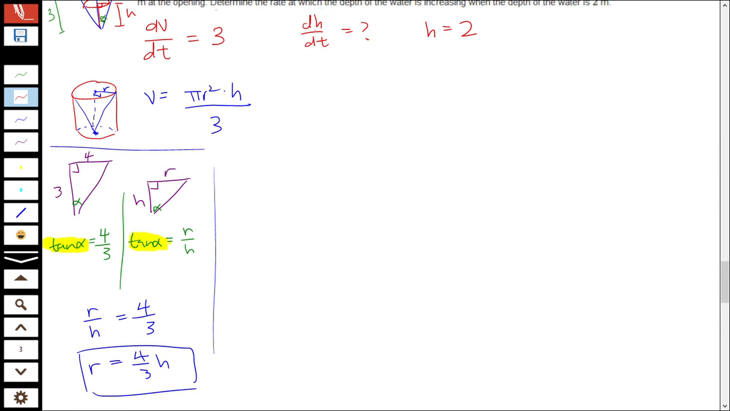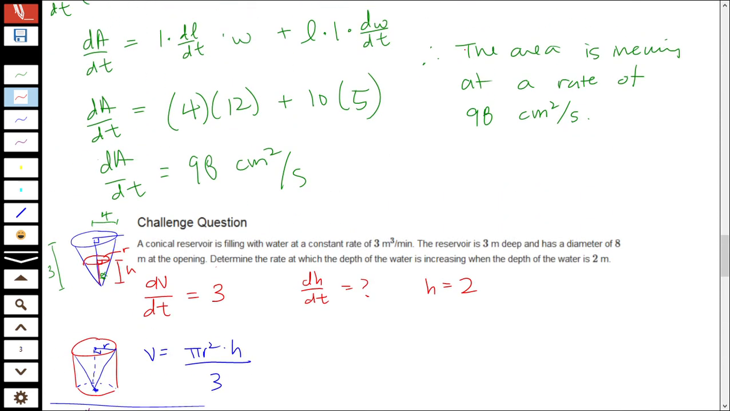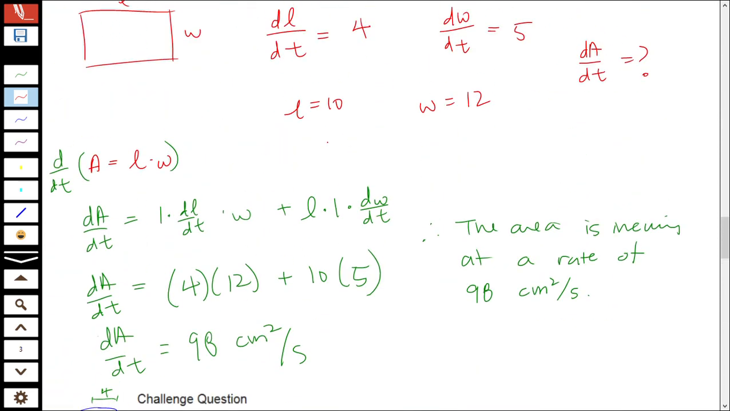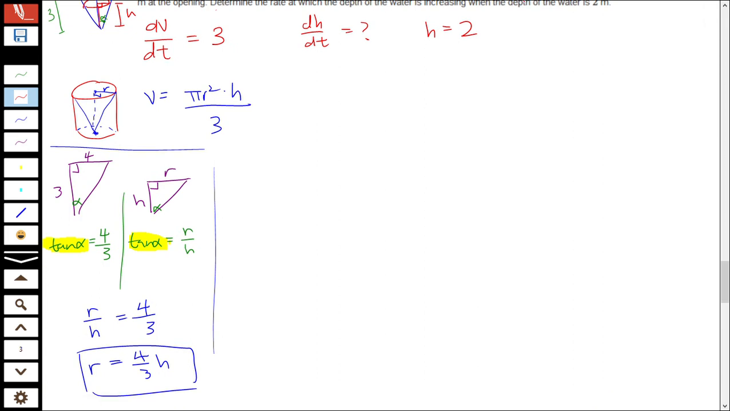Sometimes you might want to keep it in there if the question has something to do with radius, but we don't care about that. Because like in the previous question, we had L and W and we had information on all of them, so we wanted to keep everything. But this time we're only interested in H. So I want to come up with a relationship to get rid of the R.